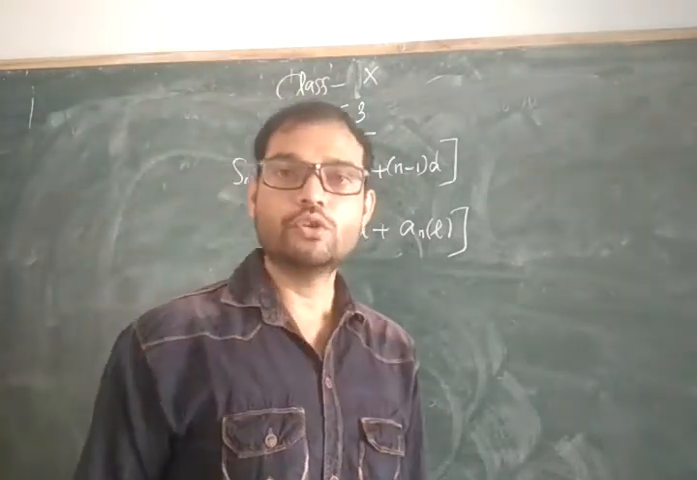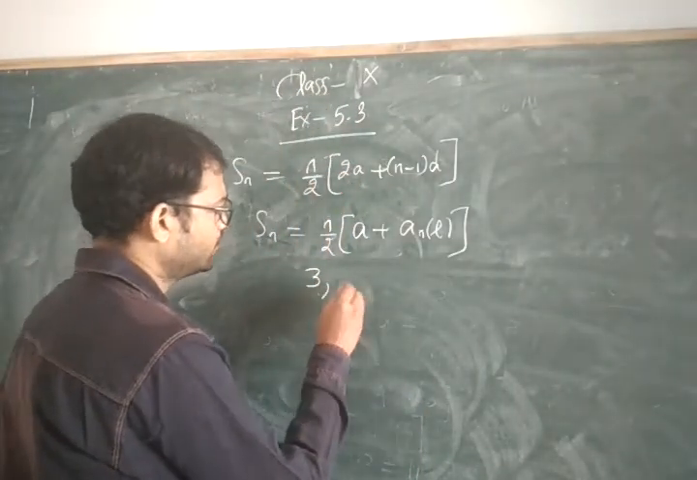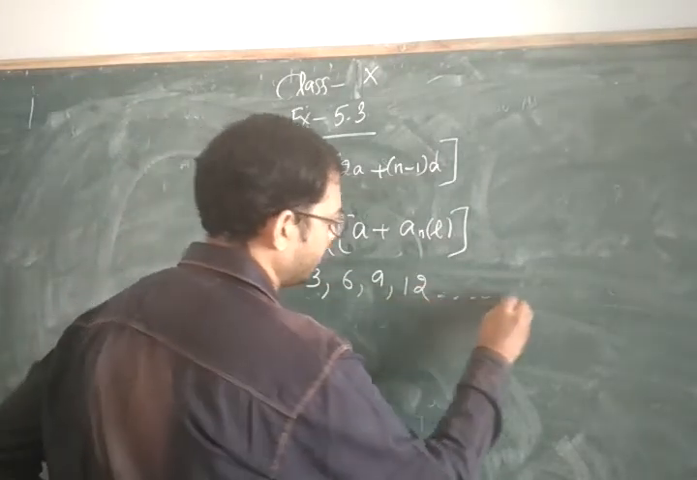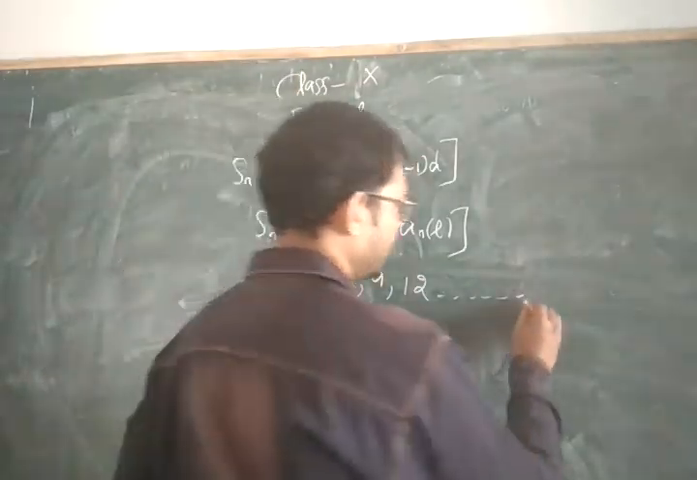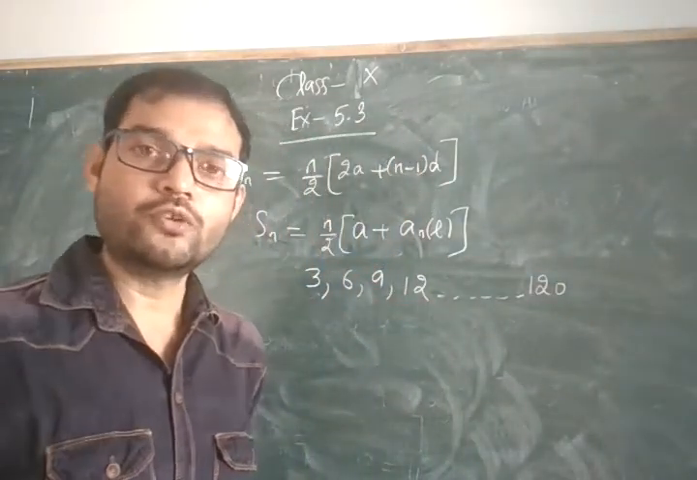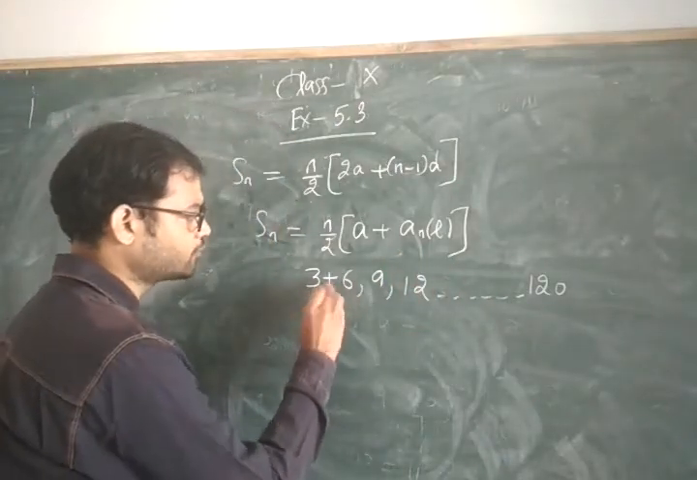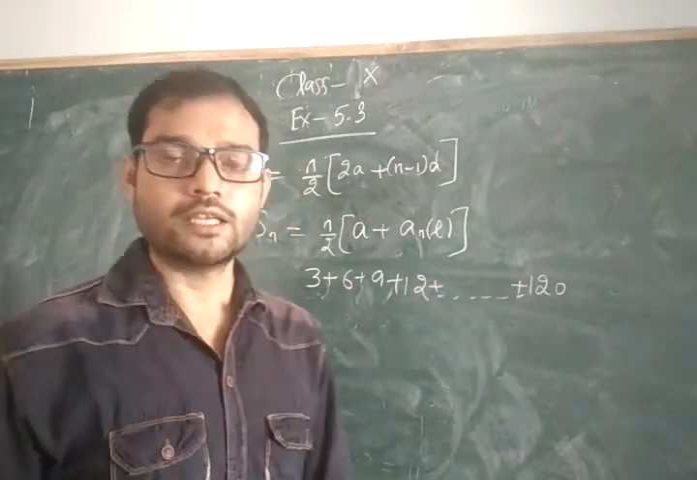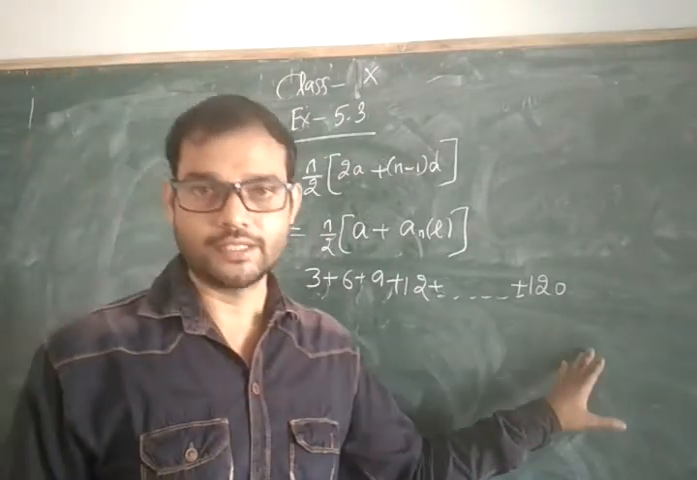Now I have a question. I have an AP 3, 6, 9, 12 and so on, and I am given the last term. I'm writing here that it is 120. Here it can be a plus also. And the question is that you have to find the sum of these terms.